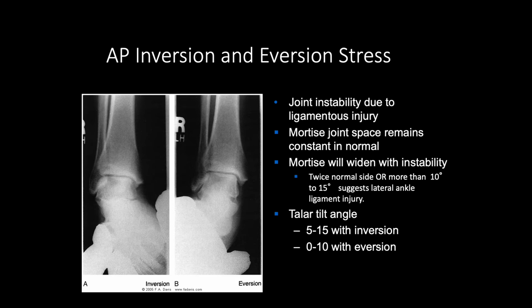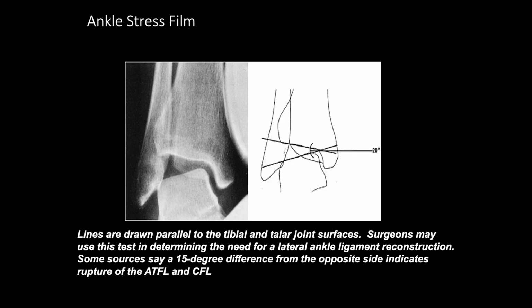So this kind of gives you a good view of a fairly normal view. The mortise doesn't change any with this, indicating that you don't have a disruption of the ligaments in this case. Here's a good indication of a positive finding with the mortise view, the stress view here.